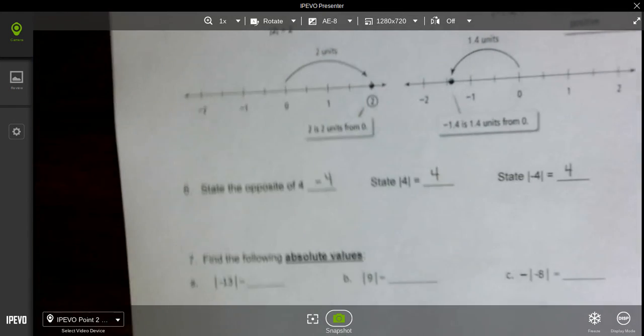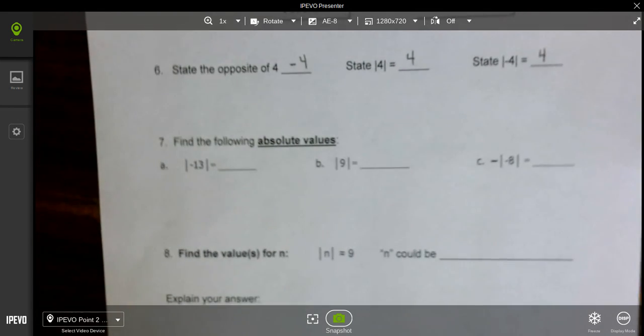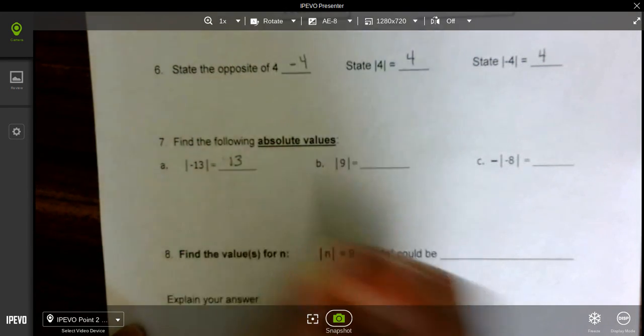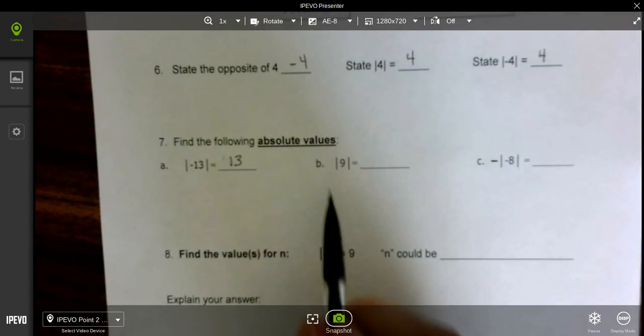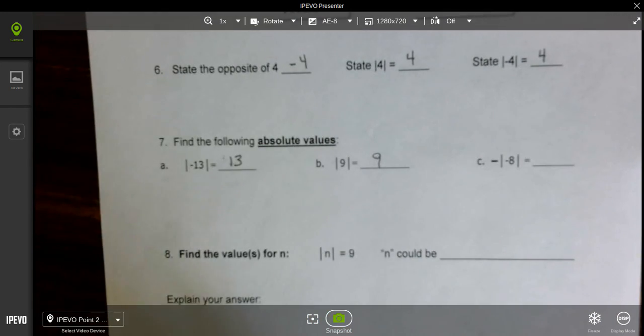In example 7, we're going to try to find the absolute value of these numbers here. The absolute value of -13 is 13. It's 13 units away from 0. The absolute value of 9 is 9. It's 9 units away from 0.